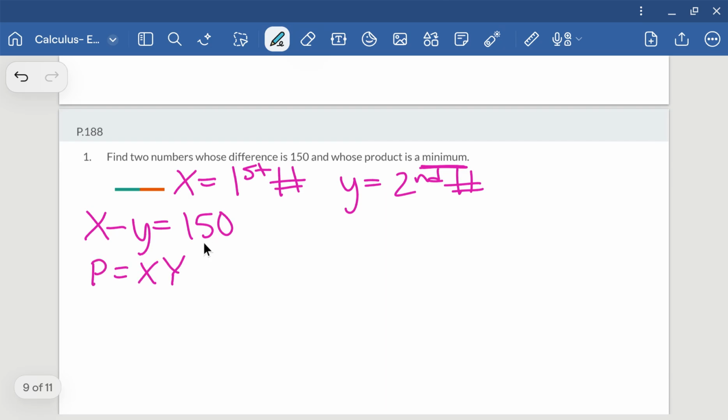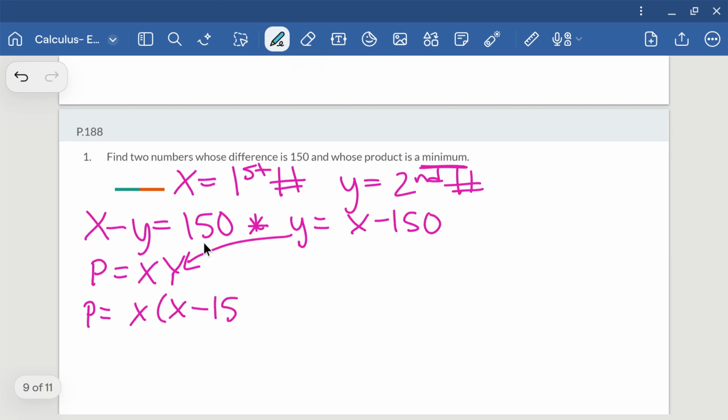Okay, so we do want to write one in terms of the other, so we can rearrange the first equation to get y alone. So we can move x to the other side, divide by a negative, and we'll find out that y equals x minus 150. The reason why we're doing this is we want everything to be in one variable. So now that I know what y is, I can plug it in to my product. So my product now can be x times x minus 150.